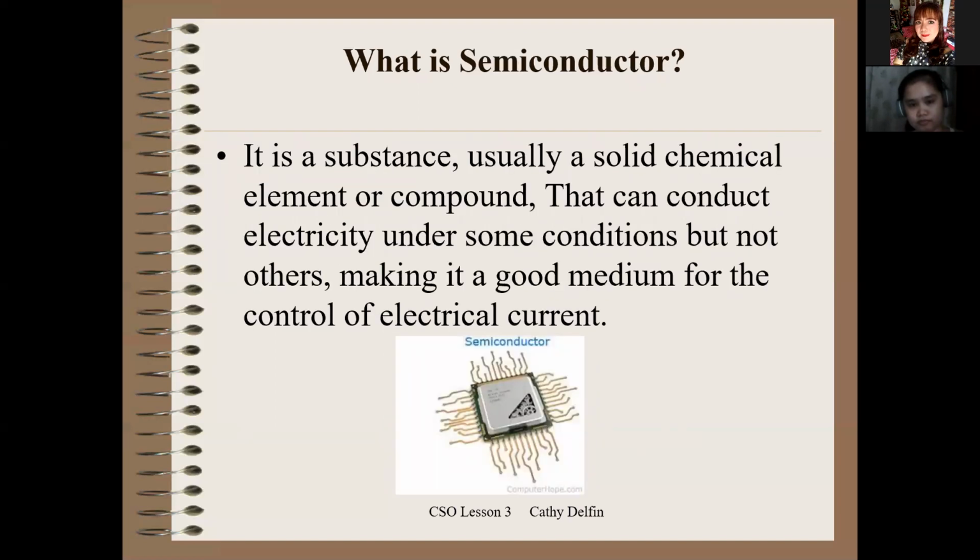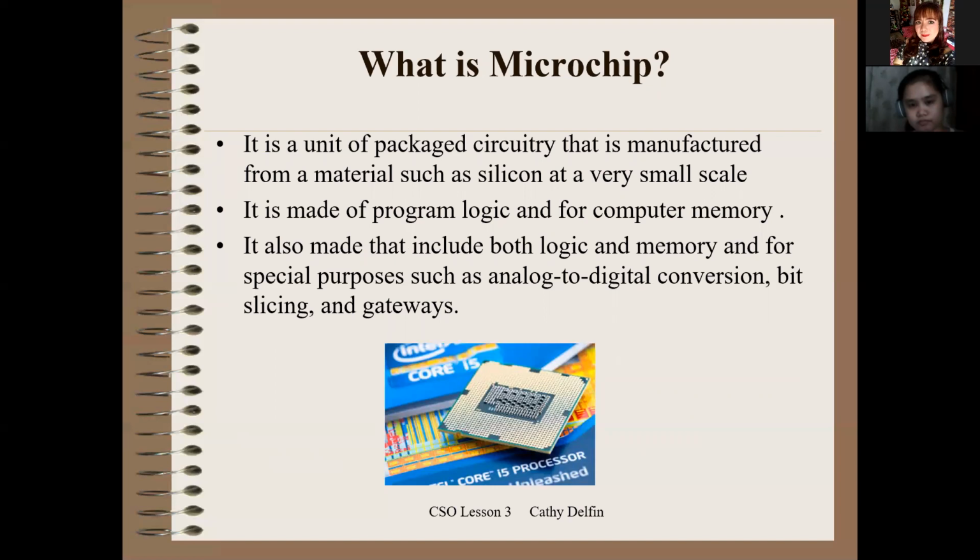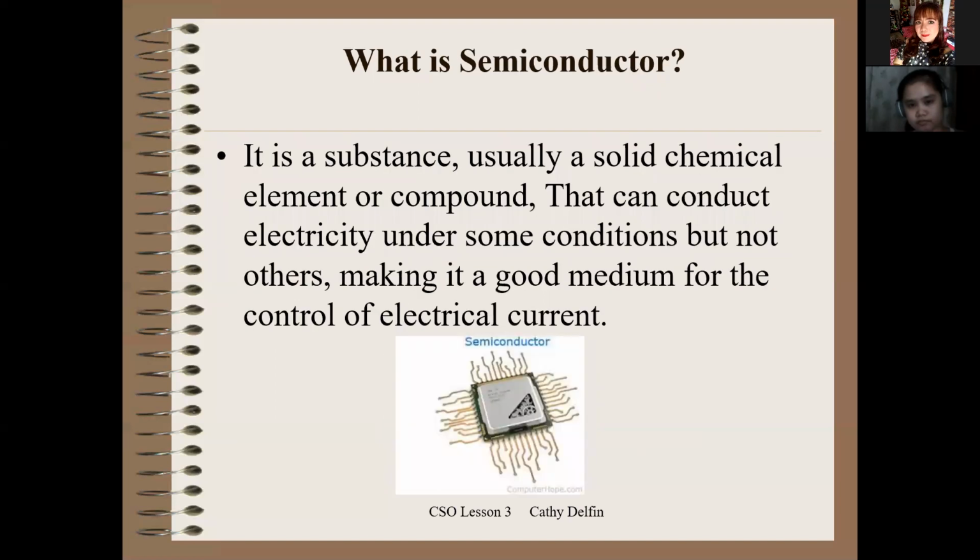So what is a semiconductor? Semiconductor is also a substance of our microchips. Usually a solid chemical element or compound that can conduct electricity under some conditions but not others, making it a good medium for the control of electrical current. So the semiconductor, no? It is a conductor after all. If you touch it, you will be electrocuted because it conducts electricity, giving power to our ICs.